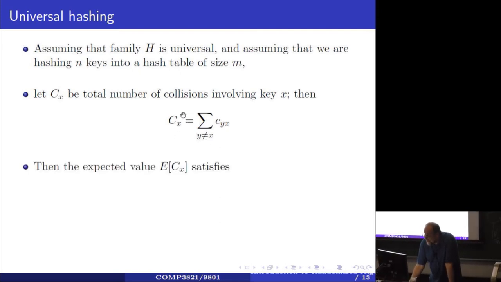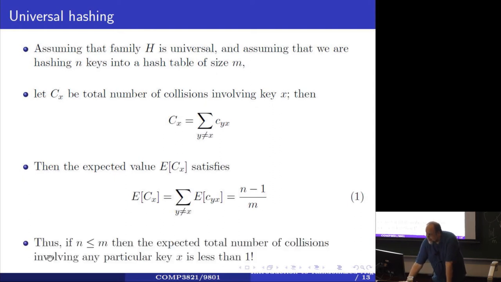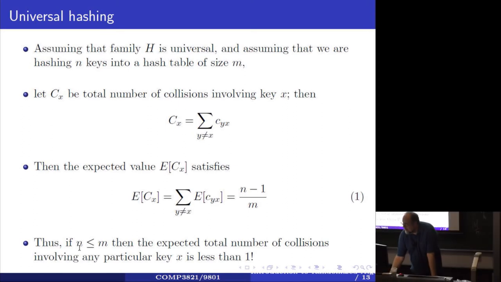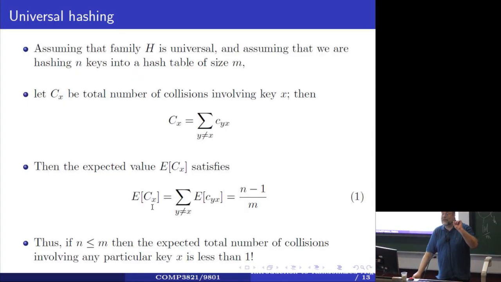This will add 1 just in case y and x collide. So given any key, what is the expected number of collisions with each element? Well, expectation is a linear operator, so the expected value of this random variable is just the sum of these expected values, and we just computed that each is 1 over m. You have n keys to hash, and you took out x, so you will have n minus 1 elements to sum, each of value 1 over m. So notice, if the number of elements that you want to hash is smaller or equal to the number of slots, then of course the expected number of collisions with each element will be smaller than 1.